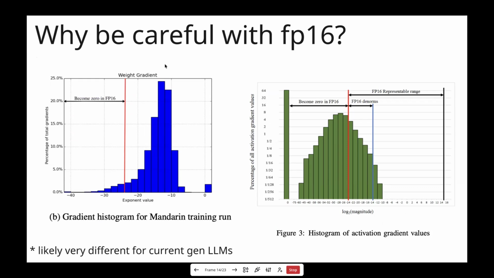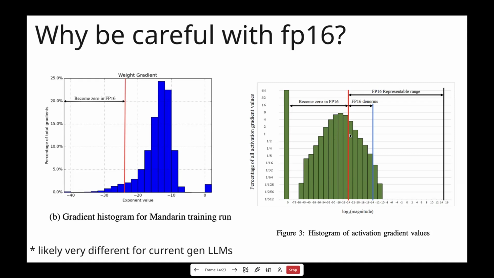It's not that critical for weight gradients, but for activation gradients, which are even smaller, we see that most of the histogram lies to the left of the red line, of the red bar. So all of these values will become zero in FP16. Thus, basically, when you are doing training, you are not updating or not propagating any of the gradients back to the lower levels of the model.